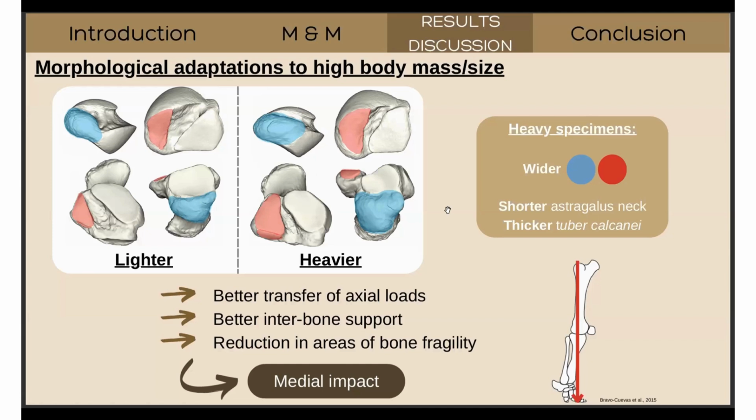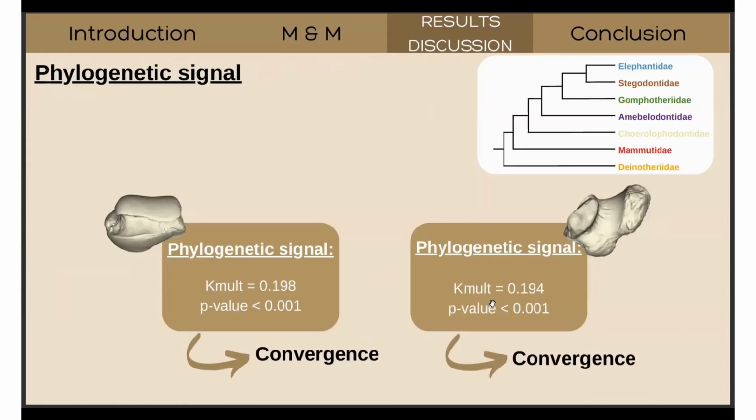We can also see that heavy specimens have a shorter astragalus neck, which is this structure right here, and a thicker tuber calcanei, which is this part. Those structures are areas of fragility on those bones, so this consists of a reduction of these areas of fragility. And you can also see that there is a more medial impact of the increase in size on these bones.